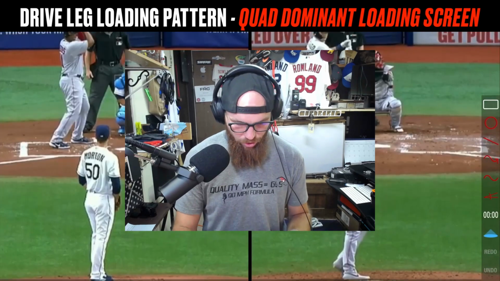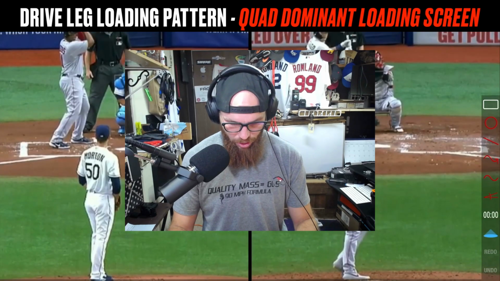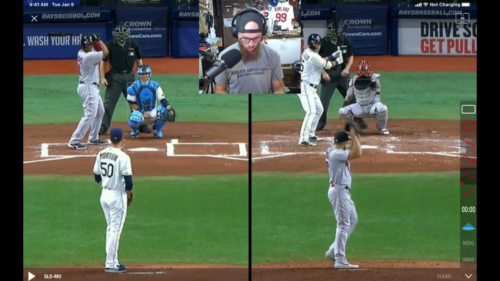Morton and Eovaldi to start. Okay. So what quantifies a quad dominant loading pattern?